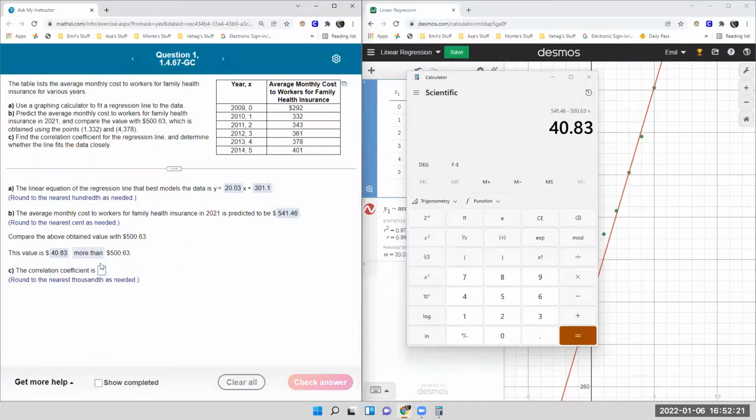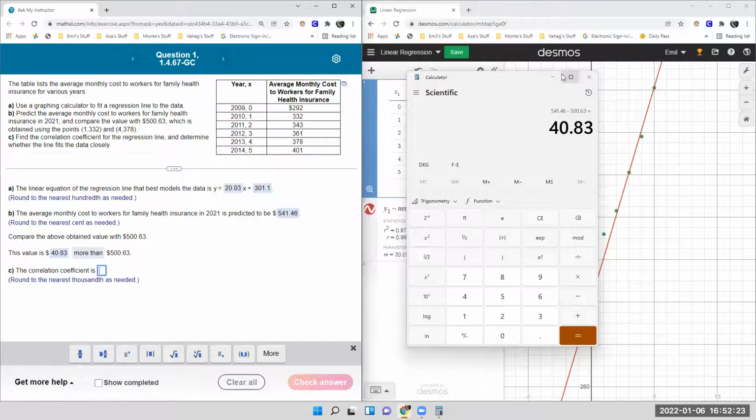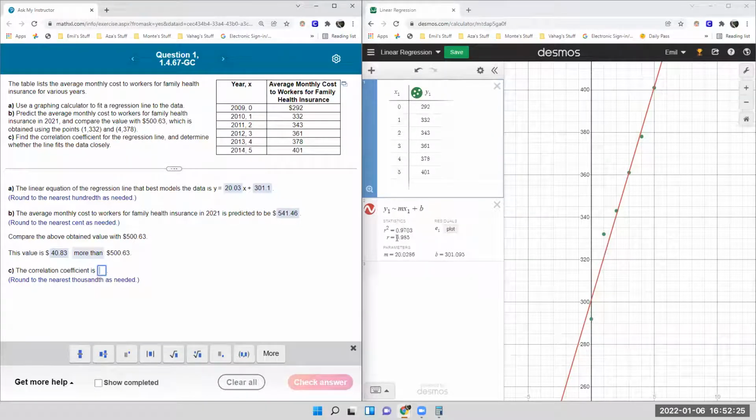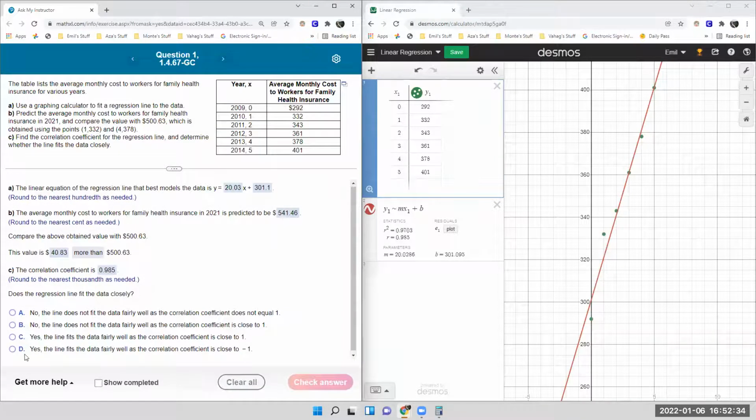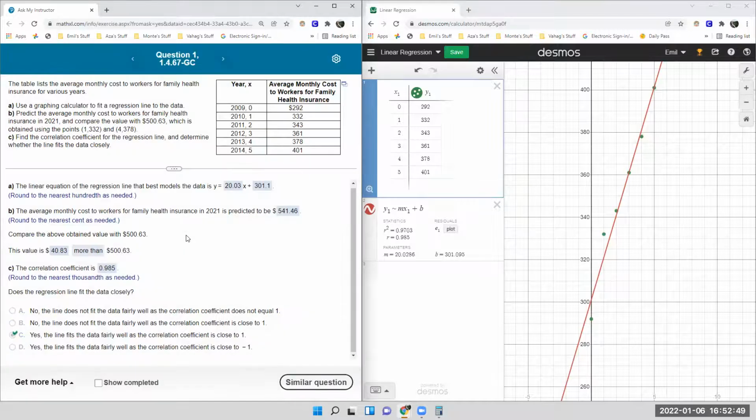And then the next question is, what is the correlation coefficient? That value you can find over here, 0.985, rounded to the nearest thousandth. And finally, it's asking us whether that indicates that we have a strong correlation. In other words, the line actually does fit through those points well. And the answer is yes, because the correlation coefficient is close to 1. And that about does it.